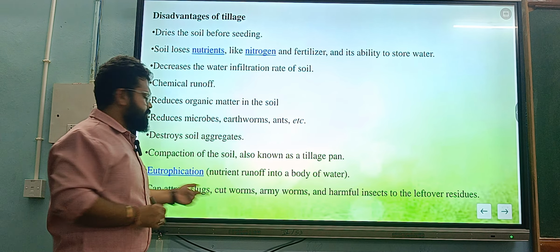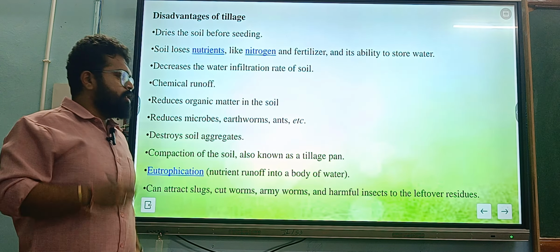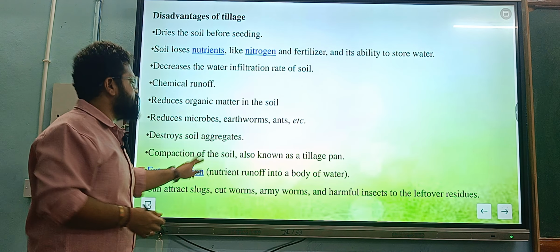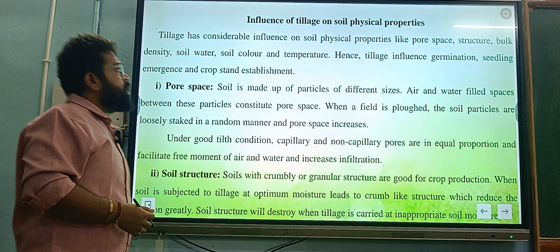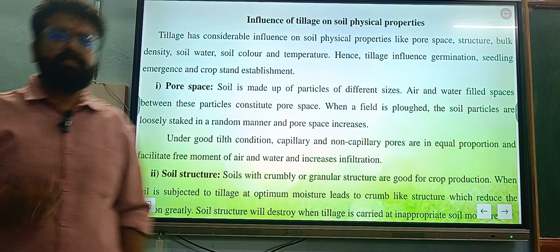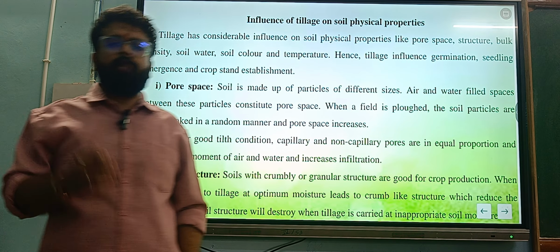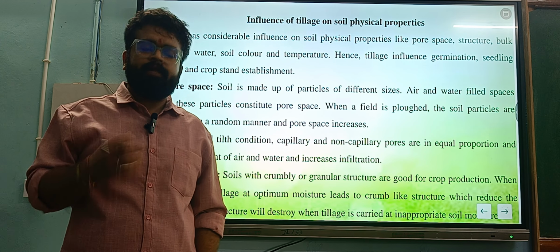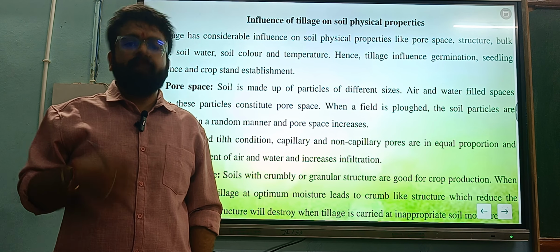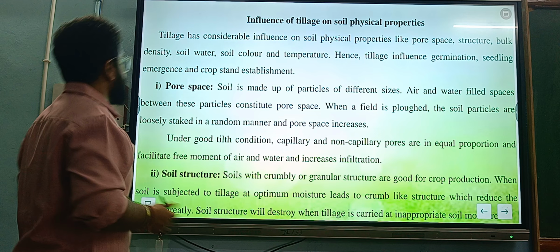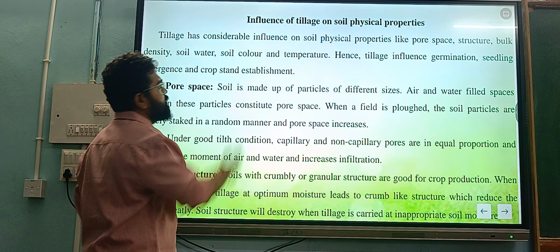So it can attract slugs, cutworms, armyworms, harmful insects in the leftover residues after the tillage operation. These are the disadvantages of tillage. So what is the influence of tillage on the physical properties of the soil? In the earlier class, we were discussing various physical properties such as texture, structure, then followed by plasticity, porosity. In this way, how does tillage influence these physical properties?